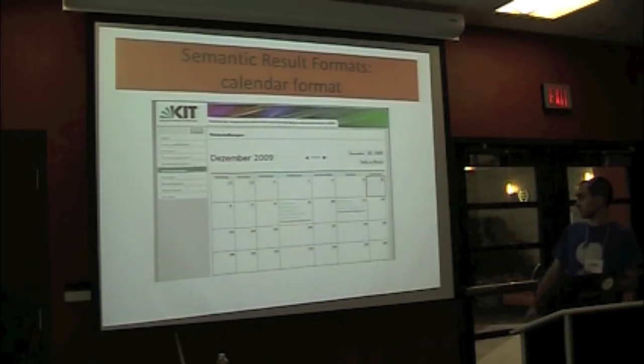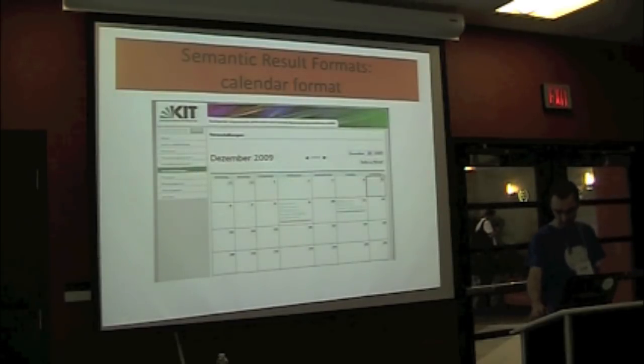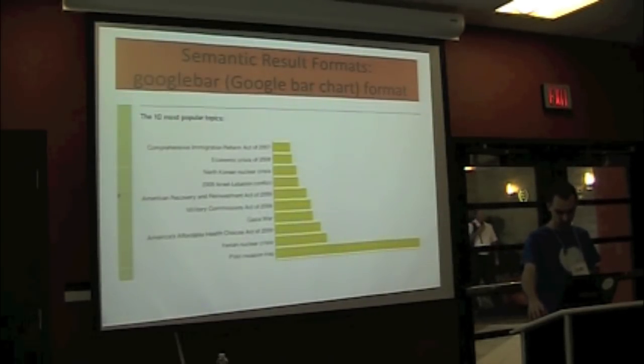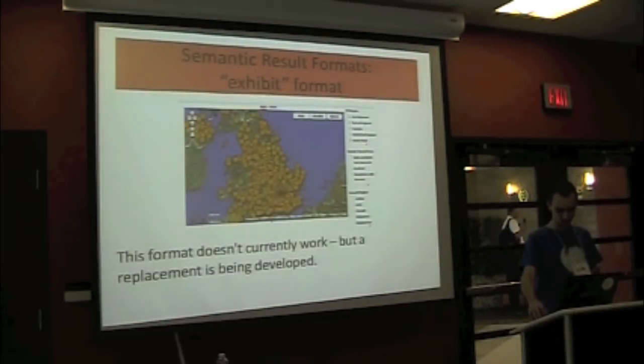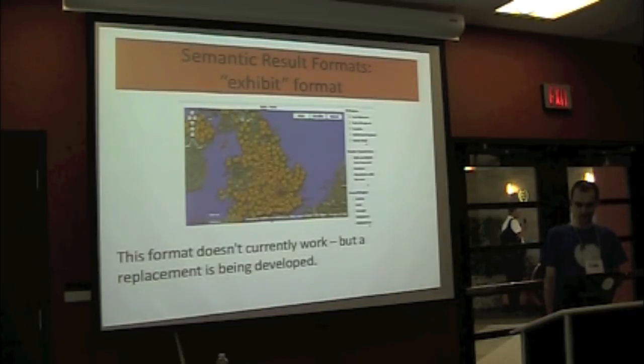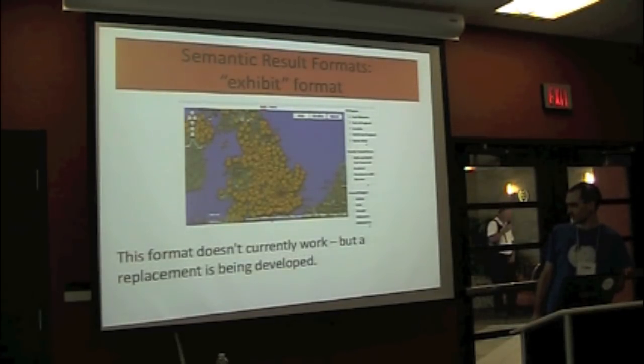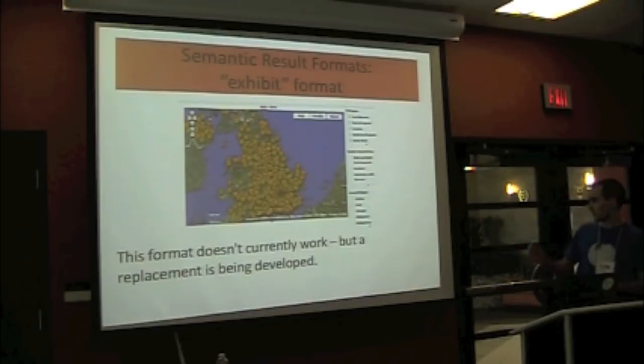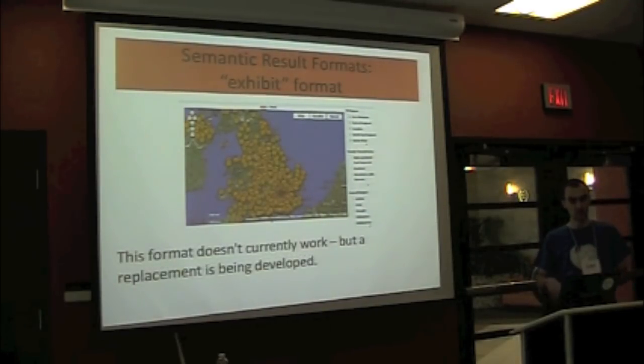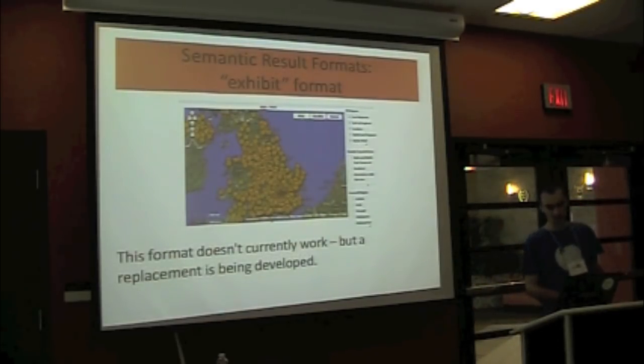This is an example of a calendar. Pretty straightforward. A graph, charts, and this is Exhibit, which is a very interesting format, although it's a bit broken at the moment. What's interesting about it is that it loads a whole set of data in your web page in JavaScript, and then allows you to dynamically filter on the results with various criteria. I'll come back to this, being able to filter things and modify your query on the fly without reloading the page or going to another page, in my talk.